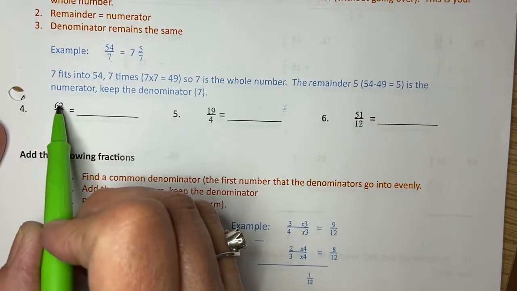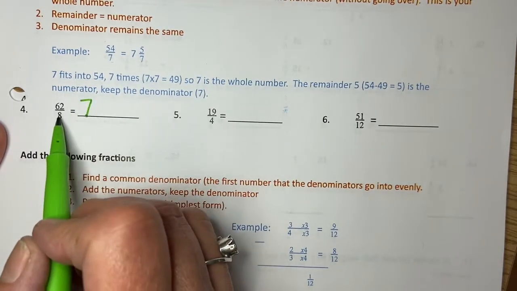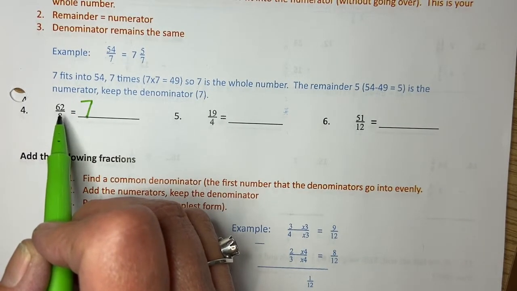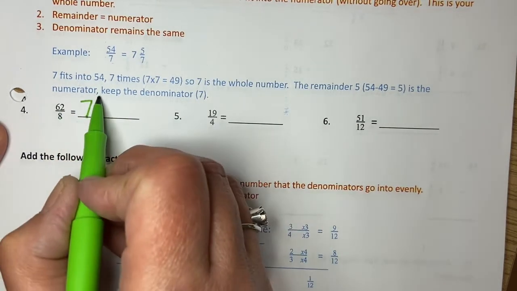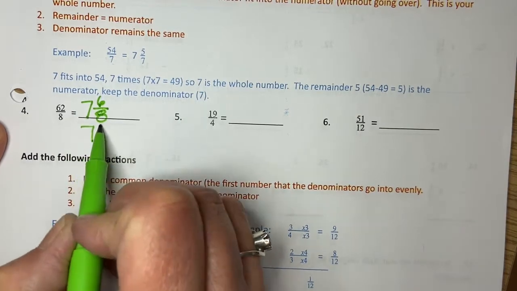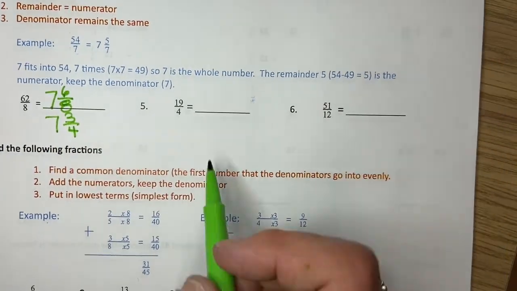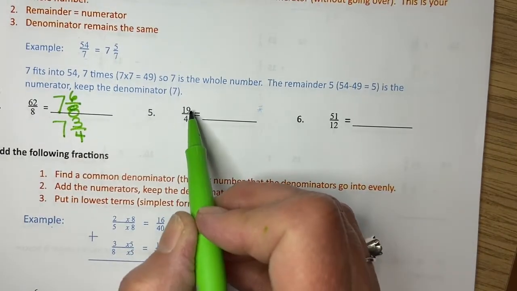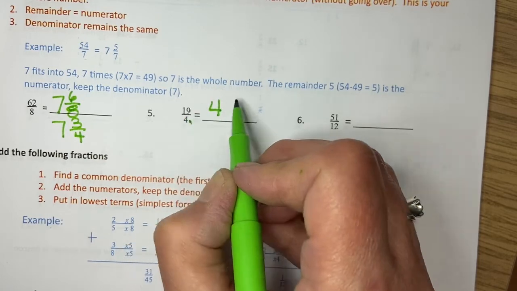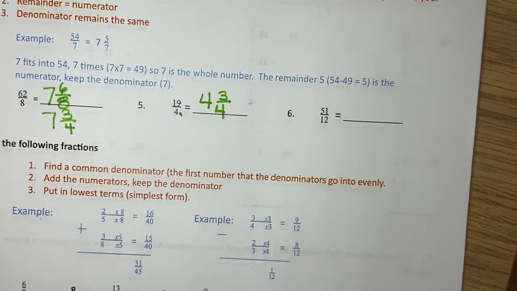8 goes into 62, 7 whole times. 7 times 8 is 56. To get to 62, I go 57, 58, 59, 60, 61, 62. That's 6 left over out of 8. I could still reduce this to 3/4 because 2 goes into both of them. Okay, so 4 goes into 19 4 whole times. 4 times 4 is 16. I need 3 to get to 19, or 3 left over out of my denominator of 4.